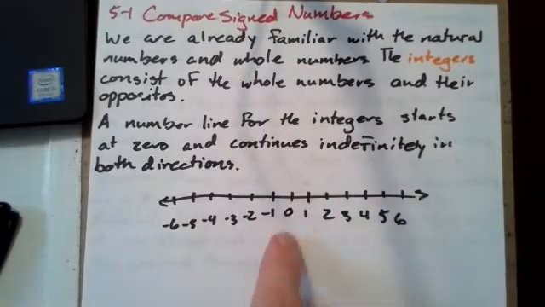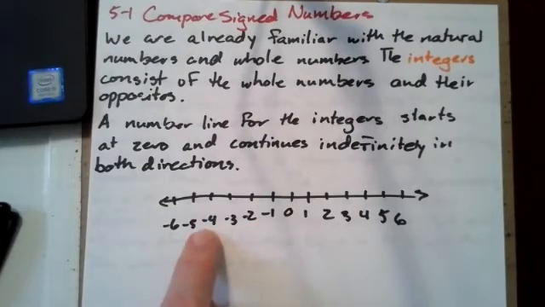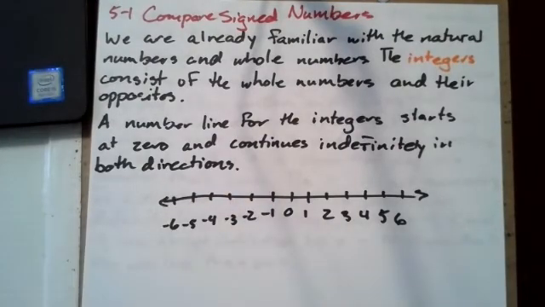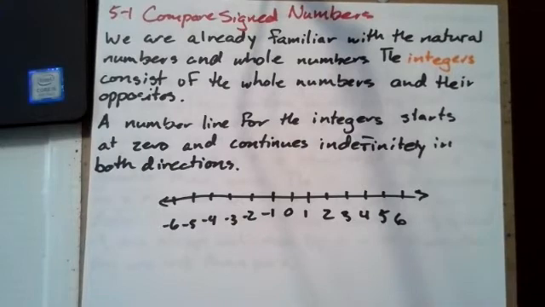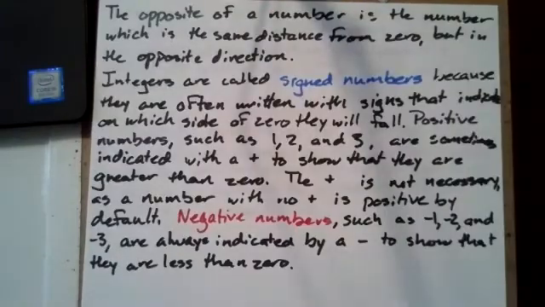Here is such a number line. We've got 0 at the center. Going back this way, we've got -1, -2, -3, -4, -5, -6, and that would keep going on to negative infinity. And we already know what the right side of this number line should look like. The opposite of a number is the number which is the same distance from 0 but in the opposite direction.